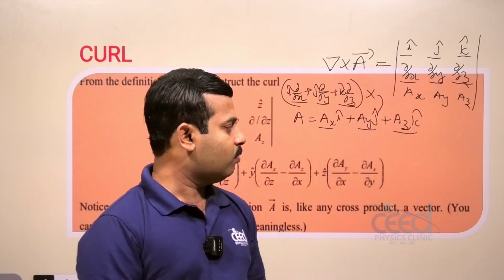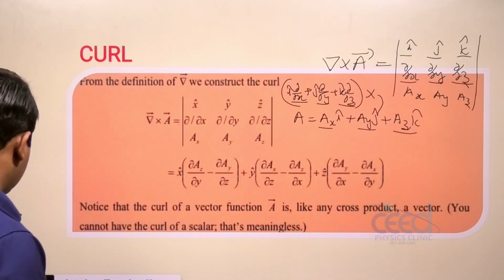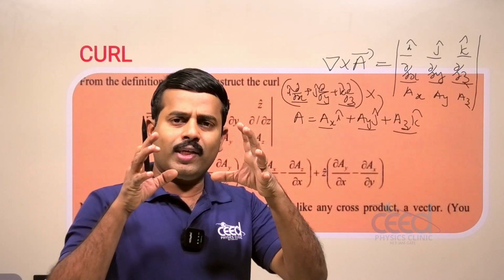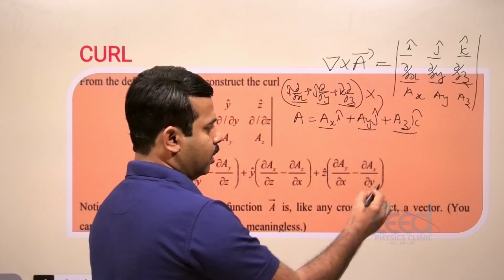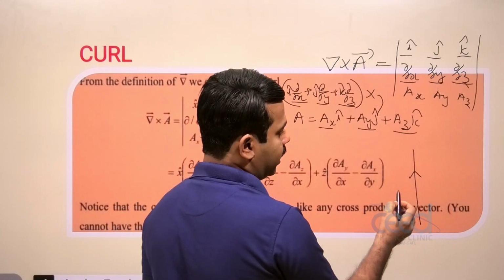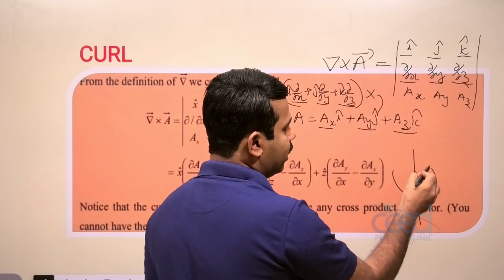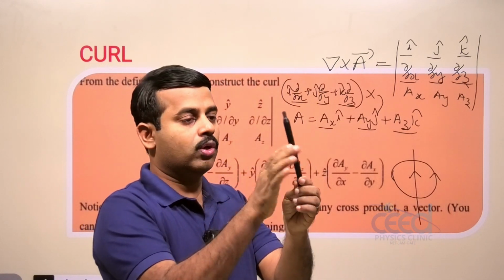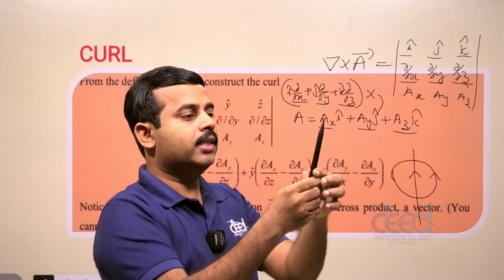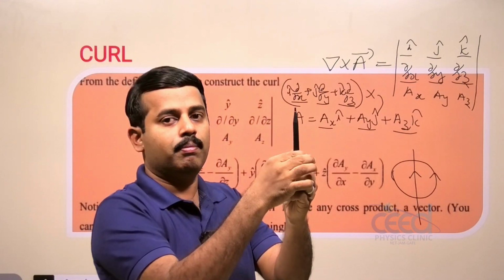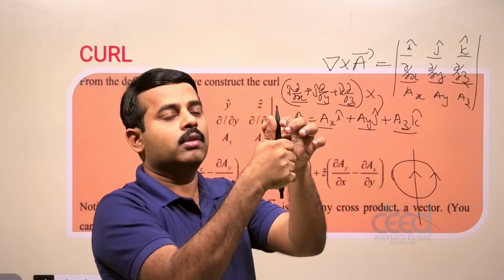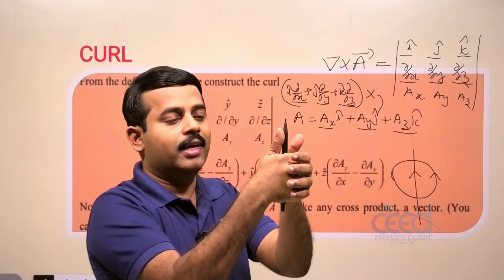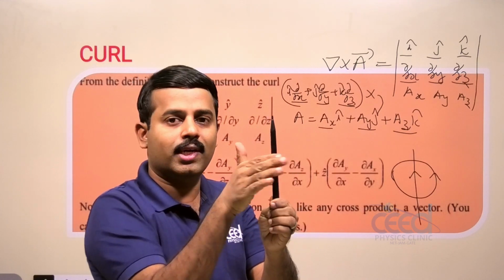Now what is the important thing I told? Curl means rotation of a physical quantity. See, you take a current carrying conductor, then the magnetic field is rotating around it. How is the magnetic field rotating? If the thumb indicates the direction of current, then the curved fingers represent the direction of the magnetic field. That means it is rotating like this.